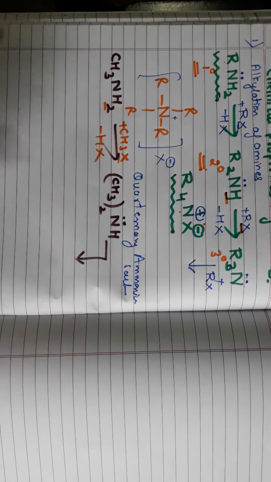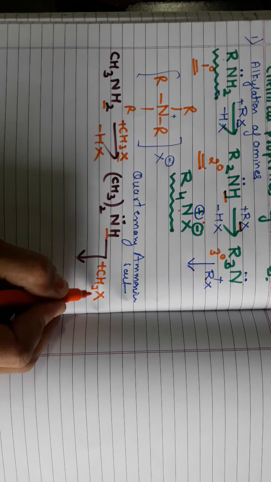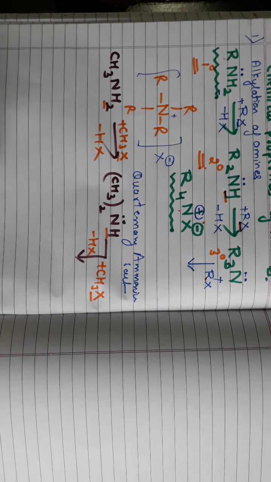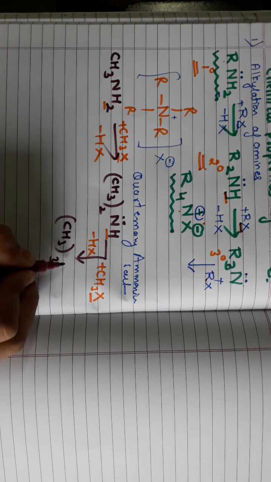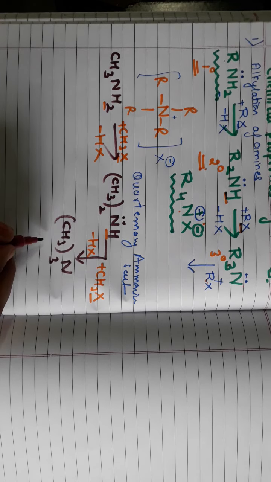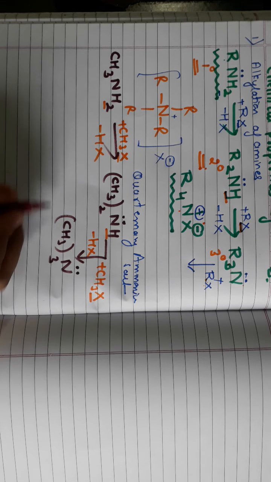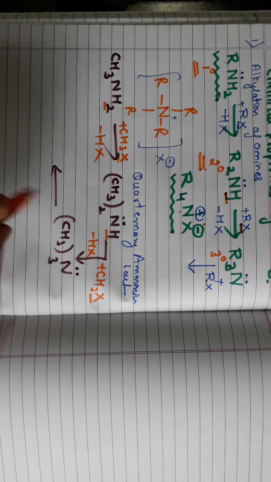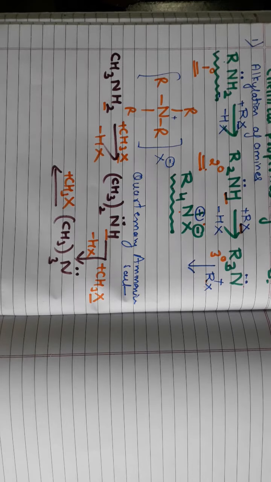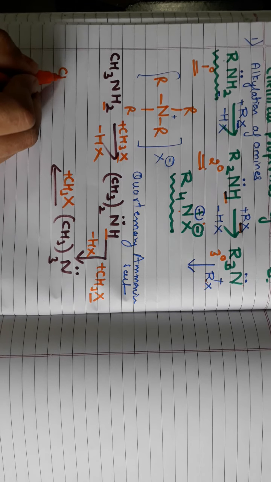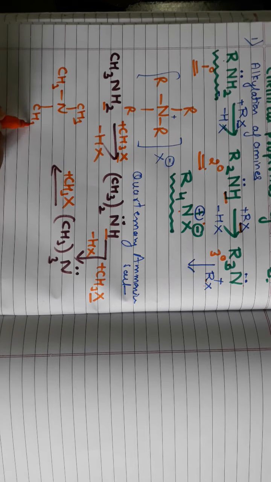Now students, to this what are we adding? We are adding one more alkyl halide. This X and H will come out as HX. So I will be getting a tertiary amine, not alkyl, a tertiary alkyl amine. Next, again we are adding one more X. So I will be getting here CH3 N CH3 CH3.